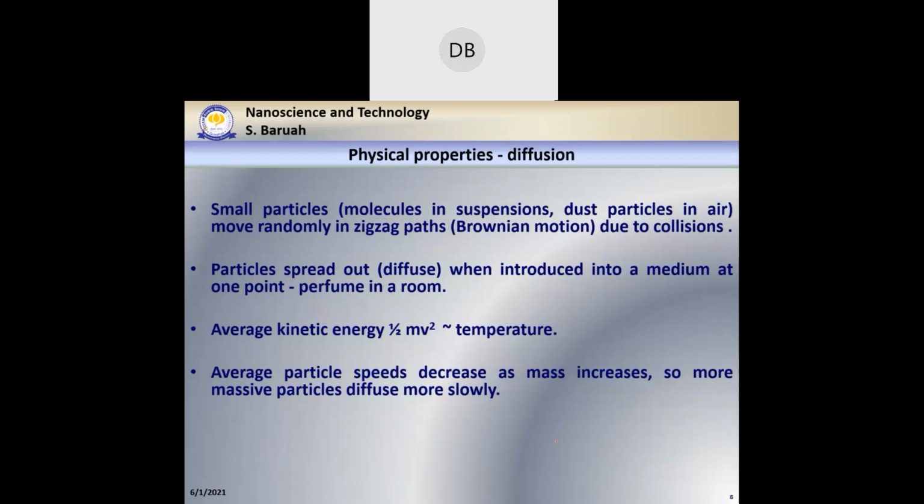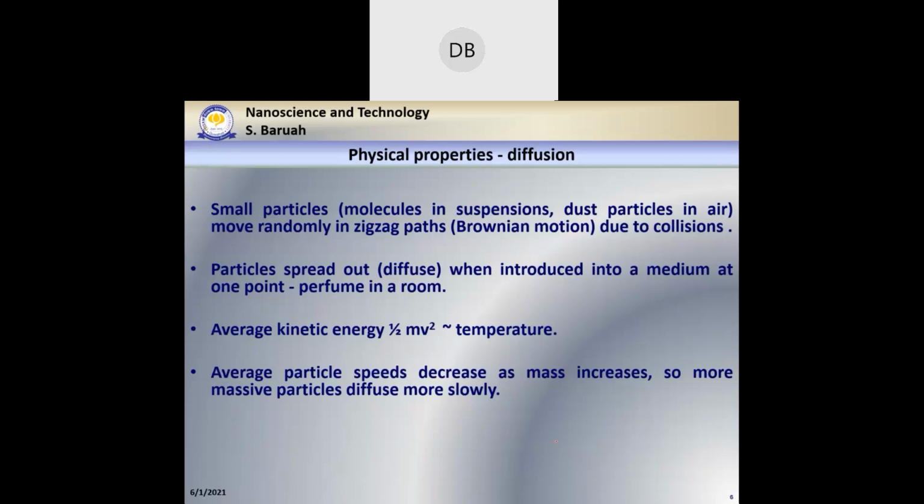All right, now talking about diffusion, you know this diffusion is a movement of atoms or molecules from higher concentration to lower concentration. That is a typical definition of diffusion. So what happens at the nanoscale? Let's see. Small particles, like molecules suspended in some liquid or dust particles in the air, move randomly in zigzag paths. The term is called Brownian motion.